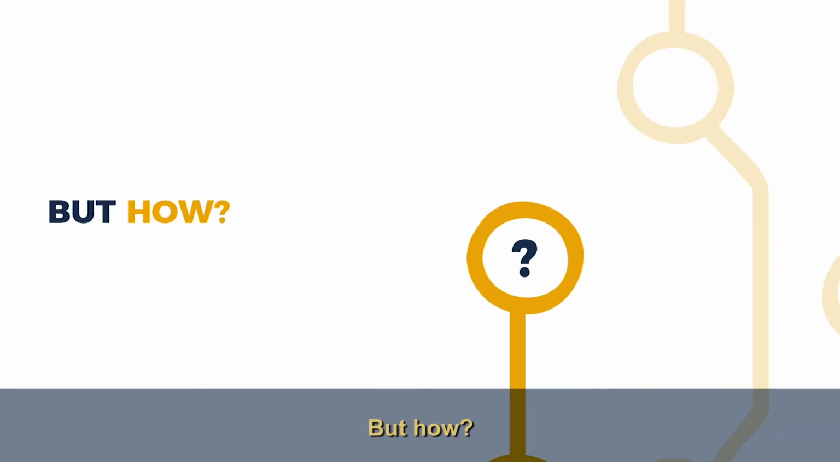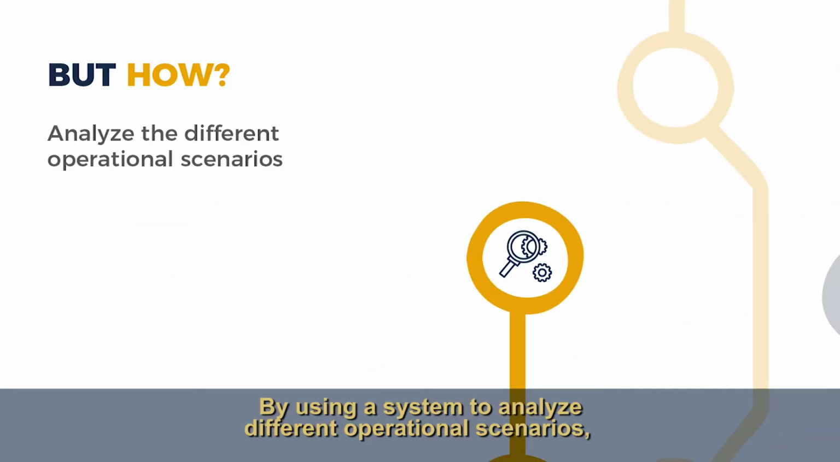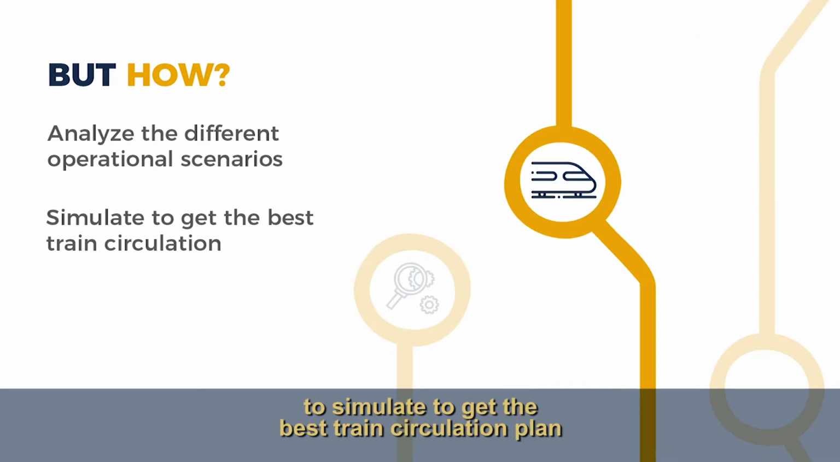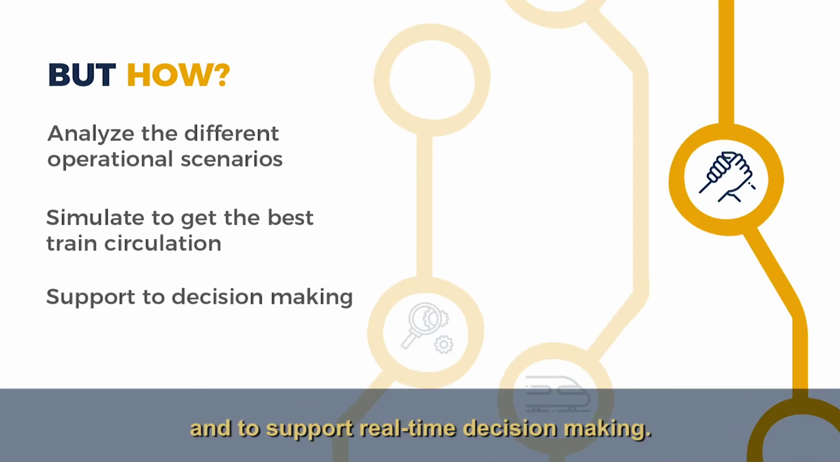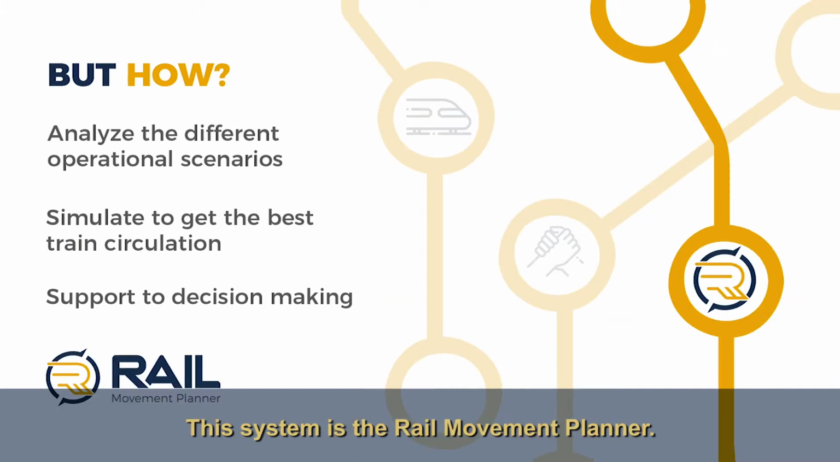But how? By using a system to analyze different operational scenarios, to simulate to get the best train circulation plan, and to support real-time decision-making. This system is the Rail Movement Planner.